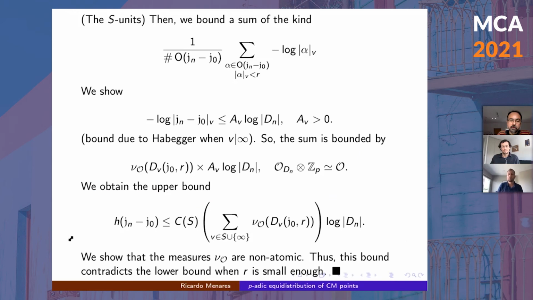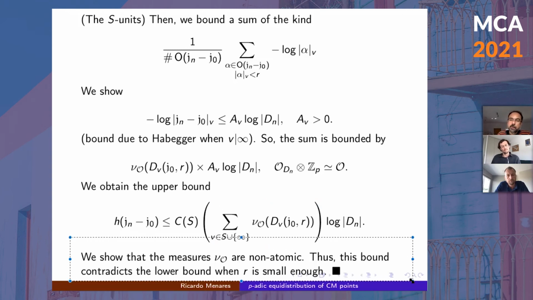Now, in order to conclude, we need to prove that these measures are non-atomic. I won't go into details, but it's very similar to the fact that the hyperbolic measure in the complex setting, which we can write down very explicitly, is obviously a non-atomic measure. Well, you have to check it on the cusps, but it's also true. It turns out our limiting measures also have this property. They are non-atomic. So if R is small enough, you can make this quantity as small as you want.